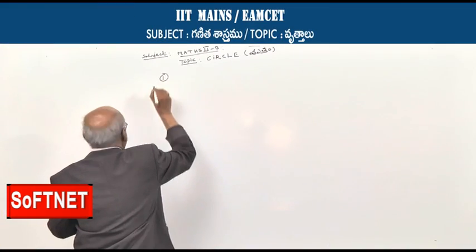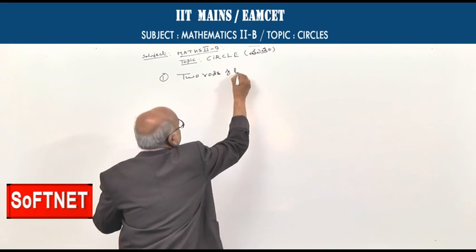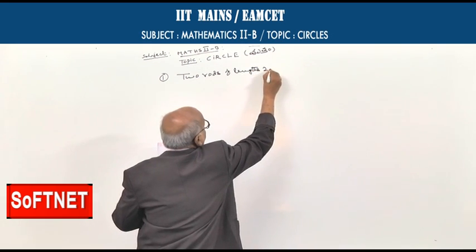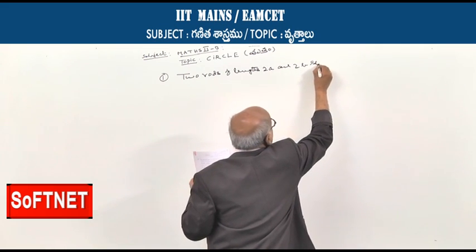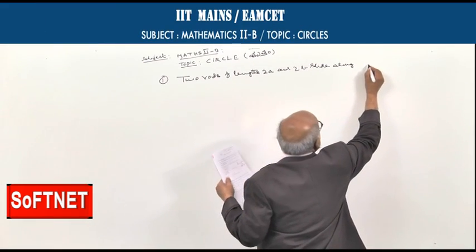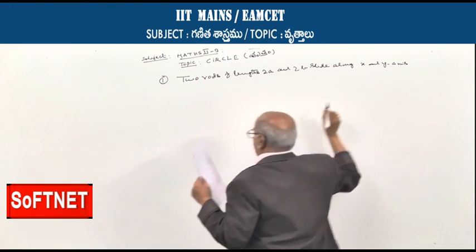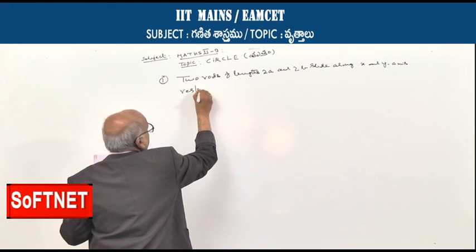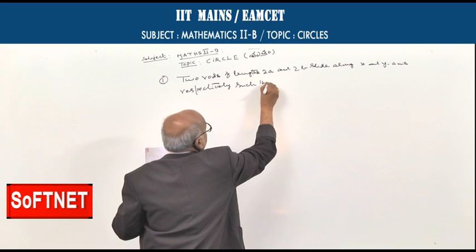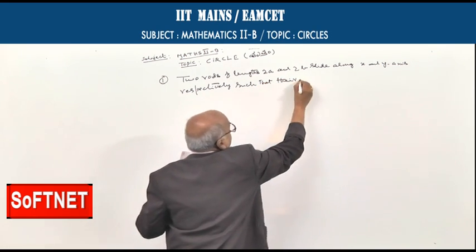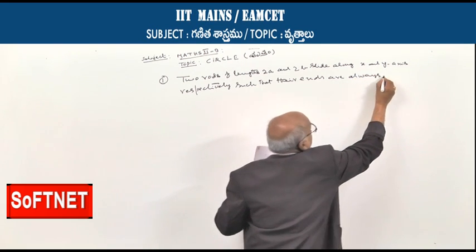So, problem number 1. Two rods of lengths 2a and 2b slide along the x and y axis respectively, such that their ends are always concyclic.